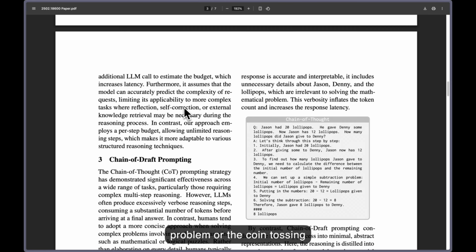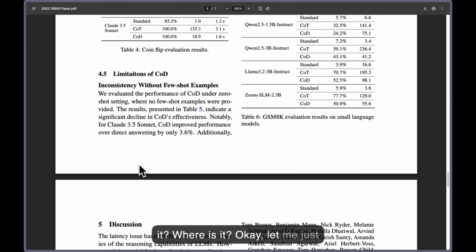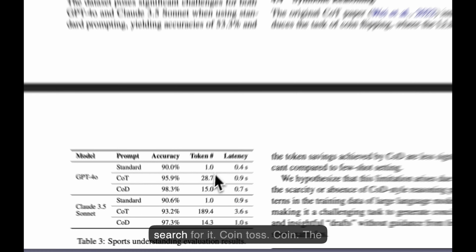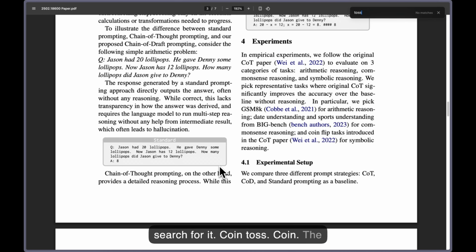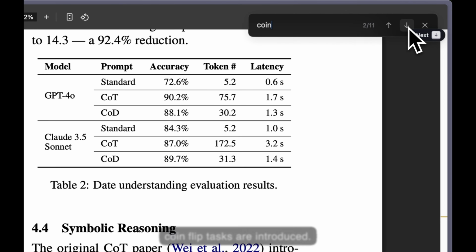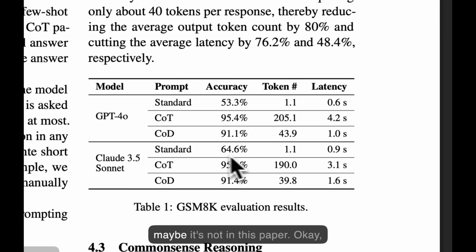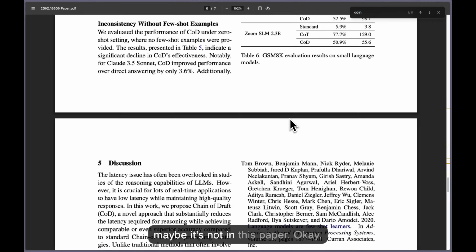Where is it? Okay, let me just search for it. Coin toss. Oh, coin. A coin flip task is introduced. Okay, maybe it's not in this paper. Okay, that's my bad. I thought it was in this paper. Okay, so let me just think of my own example which we can try to compare with.